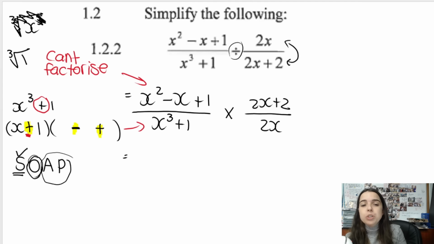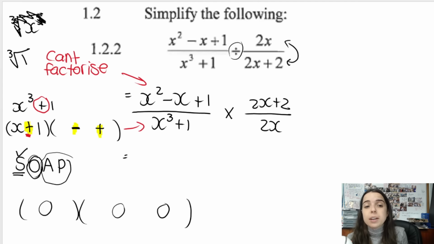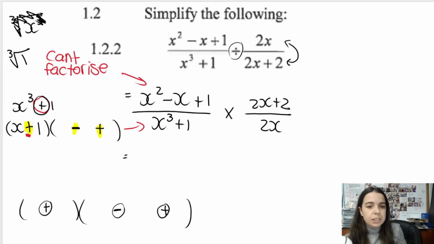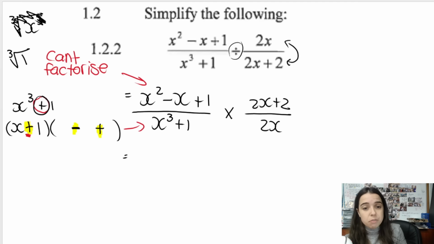Just remember when you're doing sum or difference of two cubes, you have a smaller bracket and a bigger bracket, and there are 3 signs in those brackets. The first sign is the same as the question, so a plus. The second sign is the opposite to the question, so a minus. The last sign is always positive. Okay, cool. So let's carry on with factorizing because we haven't finished.